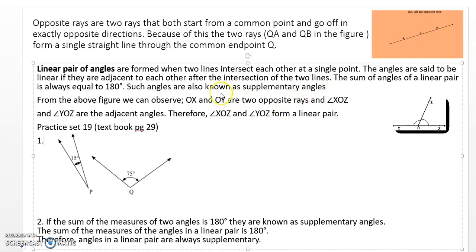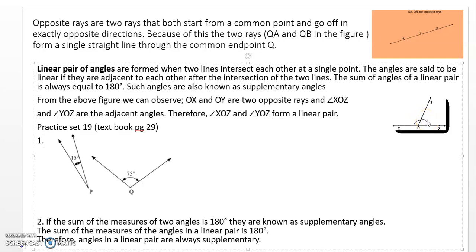What is the meaning of a linear pair of angles? These are found when two lines intersect each other at one point. So this is one line and this is another line, intersecting each other at which point? That is O. The angles are said to be linear if they are adjacent to each other. These two angles are adjacent because they have a common arm, and the sum of the angles of a linear pair is always equal to 180 degrees. Such angles are known as supplementary angles.